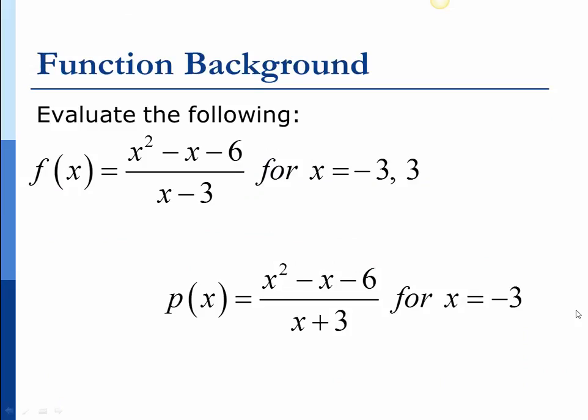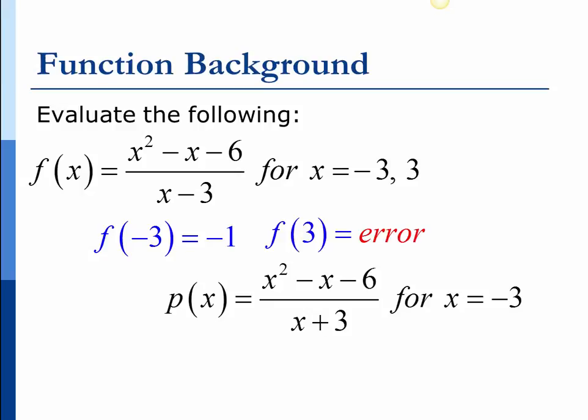For one of my examples, I've got two functions here. For my first function, we're going to plug in -3 and we're going to plug in 3. For my second function, we're going to just plug in -3. So we're just going to do a quick little evaluation. When we plug in -3 for the first one, everything works out great. My calculator gives me an answer of -1.